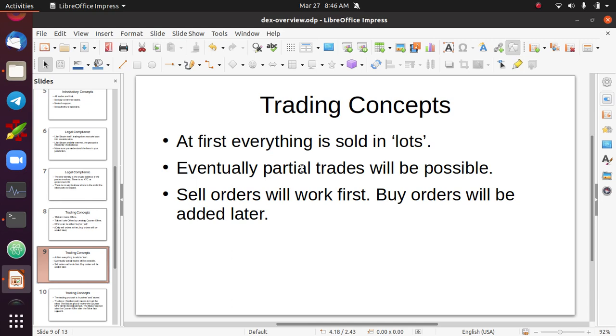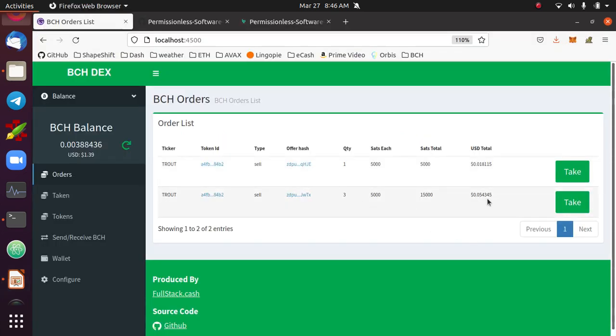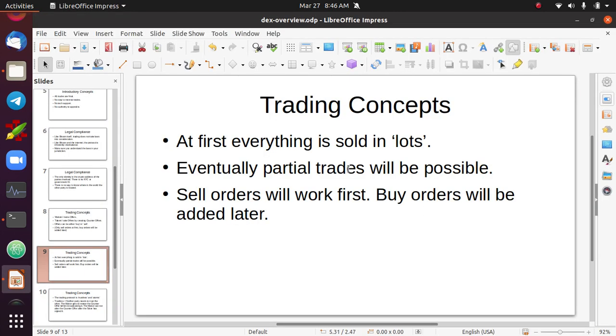And everything's sold in lots. So if I was to take this, I would have to buy all 3 tokens. I couldn't just buy 2 tokens. Or if I took this, it would just be the 1 token. I couldn't ask for half a token or 2 tokens. So right now everything's sold in lots, but eventually partial trades will be possible.